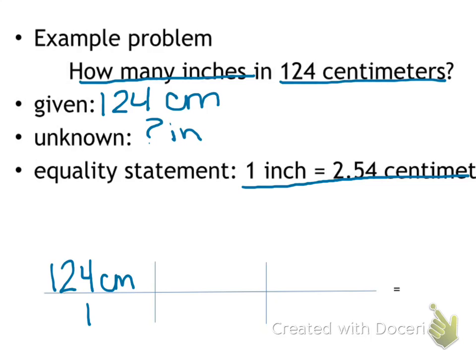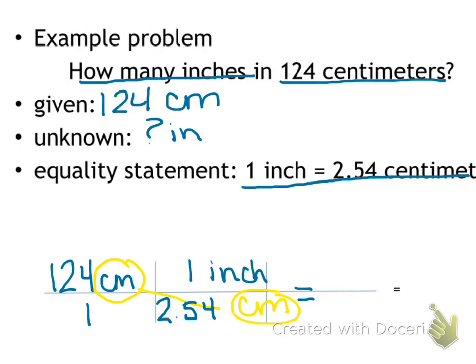Again, we have to remember that if we follow the units, they are going to guide us to the right answer. So I want to put centimeters down here on the bottom because I've got centimeters up on the top. So if I look at my equality statement, I have 2.54 centimeters is equal to 1 inch. Okay, so now to do this math, I'm going to take 124 and divide by 2.54 because it's on the bottom of my truth table.